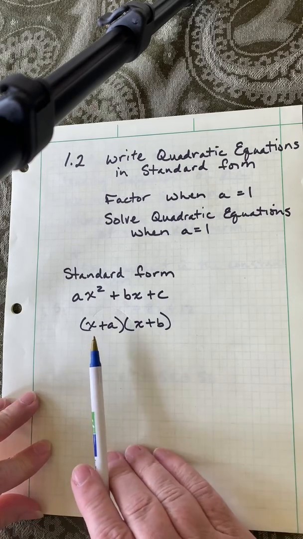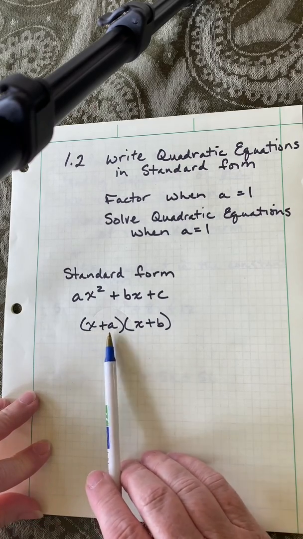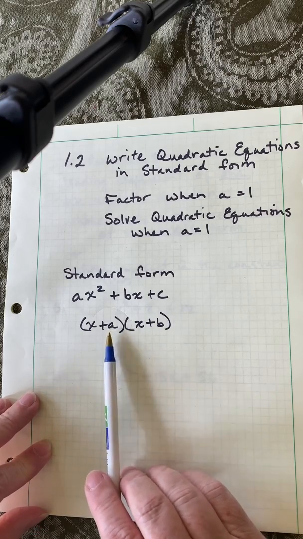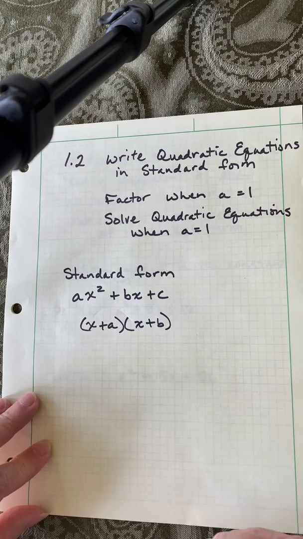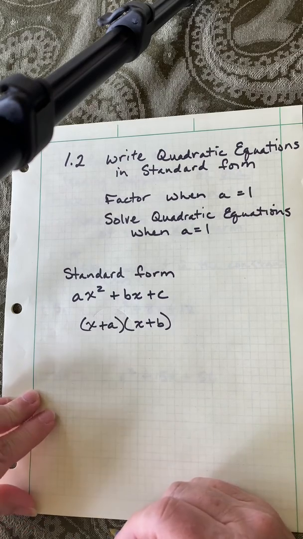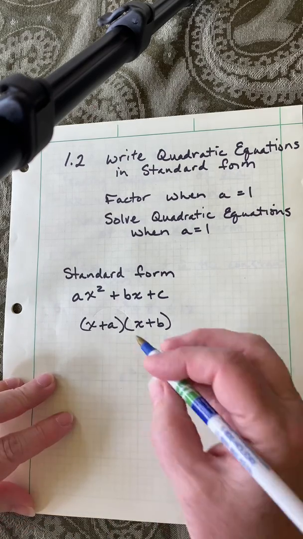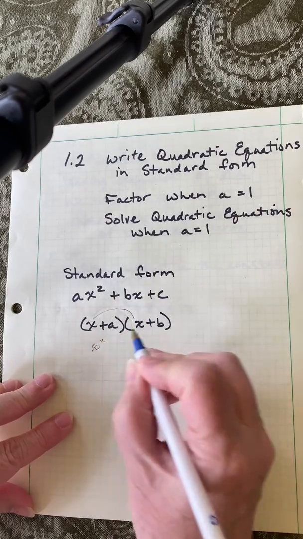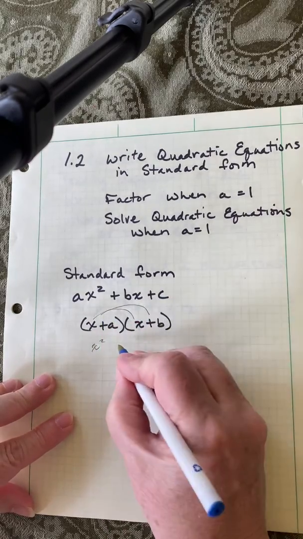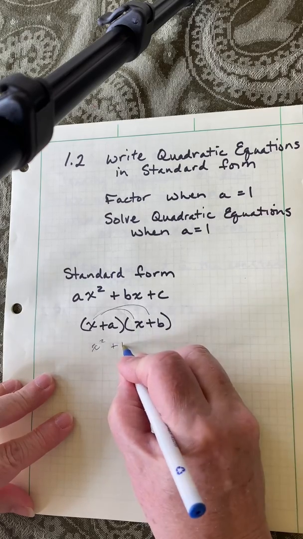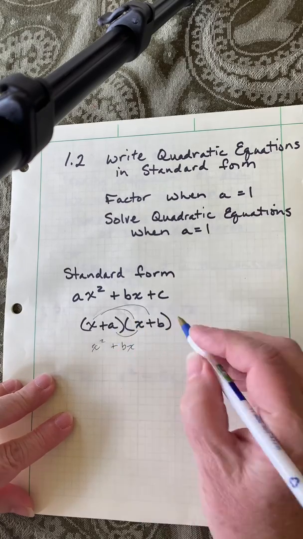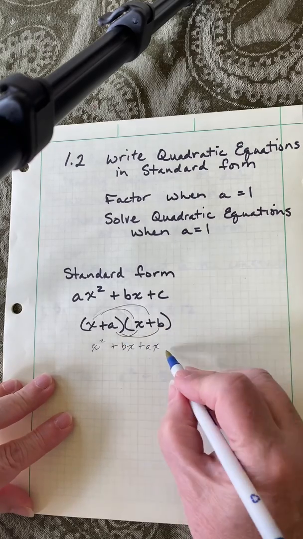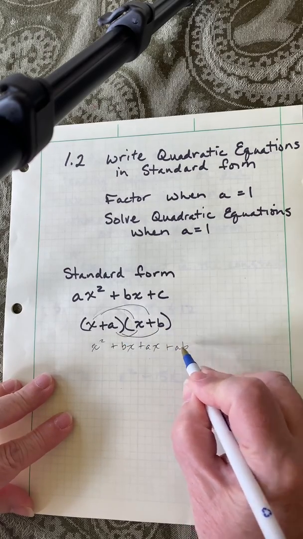So let's take a look at the quantity of x plus a times the quantity of x plus b. And we're going to assume that a and b here are real numbers. So let's distribute. I'm going to FOIL it out and say, okay, x times x equals x squared. X times that b is going to give me a bx. A times the x is going to give me ax. And a times that b is going to give me ab.